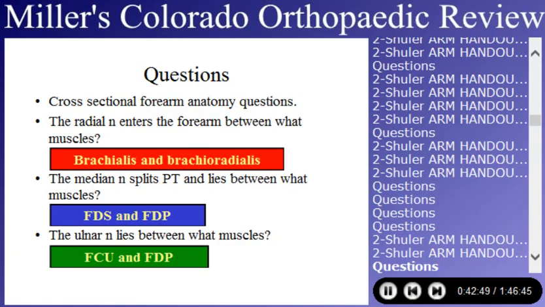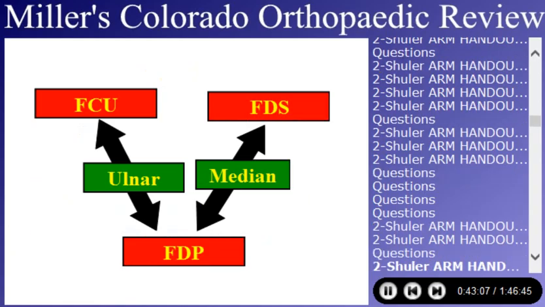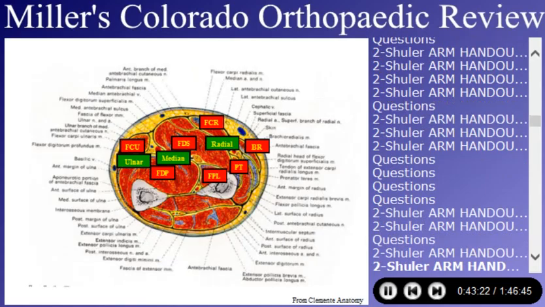Go down to the forearm, cross-sectional anatomy, forearm questions. Radial nerve enters between the forearm between what muscles? Brachioradialis and brachialis. Median nerve splits the pronator teres and lies between what muscles? FDS and FDP. Ulnar nerve is just the opposite, FCU and FDP. And I put this diagram in just to help you out. Between the FCU and FDP, ulnar nerve, FDS and FDP, median nerve. Just look at your cross-sectional anatomy. Get those relationships down. Shown here. FCU, FDP, between that is the ulnar nerve, shown here. FDS, FDP, median nerve.